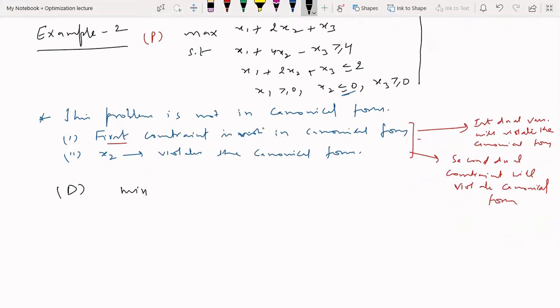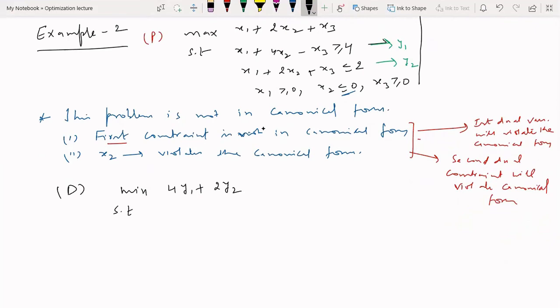Minimizing what? For each constraint, because there are two constraints, for the first constraint I have my dual variable y1, and for the second constraint my dual variable y2. So it is multiplied as 4y1 plus 2y2. So minimizing 4y1 plus 2y2 subject to the constraints.